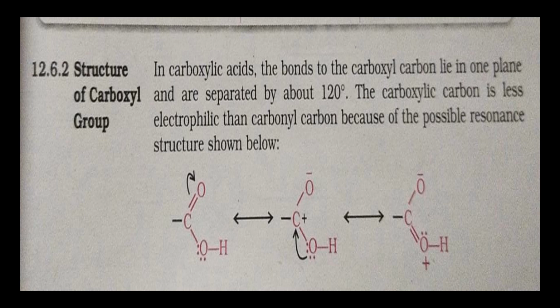12.6.2 Structure of carboxyl group. In carboxylic acid, the bonds to the carboxyl carbon lie in one plane and are separated by about 120 degrees. The carboxylic carbon is less electrophilic than carbonyl carbon because of the possible resonance structures below. This is the structure they have mentioned.